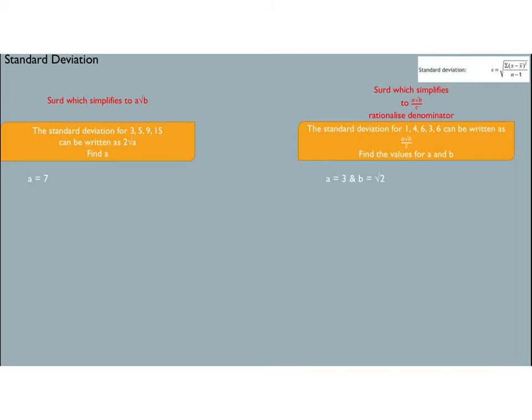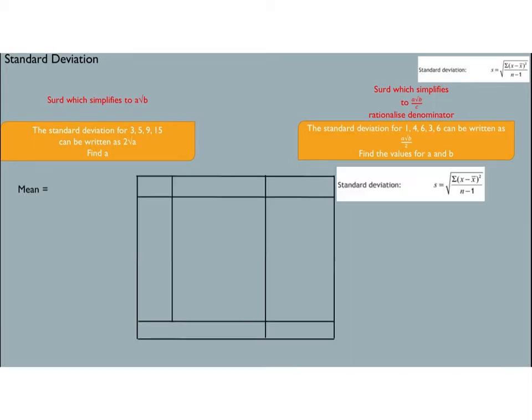Okay, and these are the two answers that you should have got there. So for the first one, a equals 7, and for the second one, a equals 3 and b equals root 2. Okay, I'll go over these as I have done with the other questions.